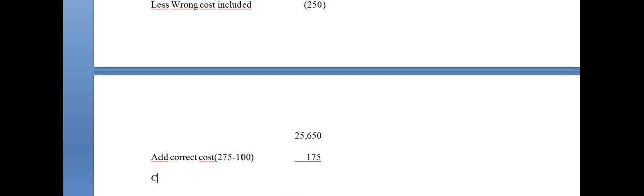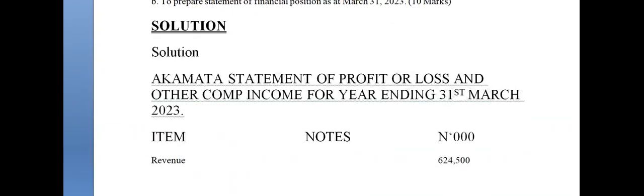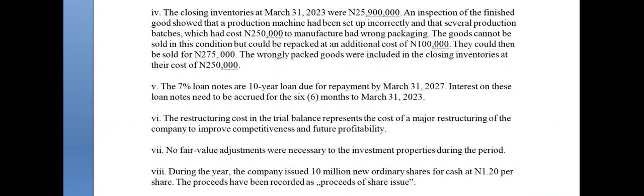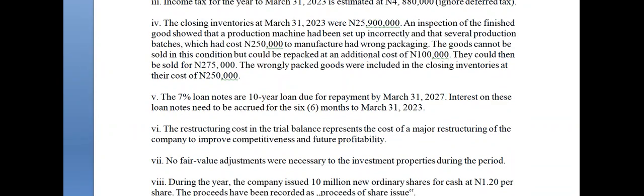What I'm trying to explain is very, very simple. Let's go back to that. These are things that waste your time in the exam. Once you know that you are not getting it, just move.